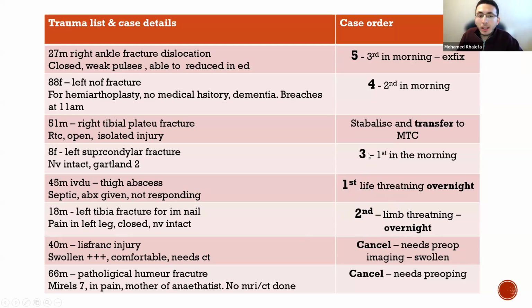And then number 3 will be the supracondylar fracture. This will be the first in the morning. And then the neck of femur, as we said, breach 11 a.m., will be the second in the morning, okay? And then the right ankle fracture dislocation, weak pulses, but closed. So you can do an X-fix in the morning and then check pulses, or you can fix it, okay? And then you've got other cases.